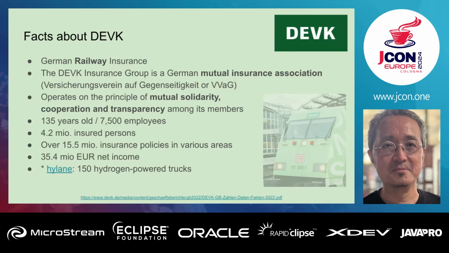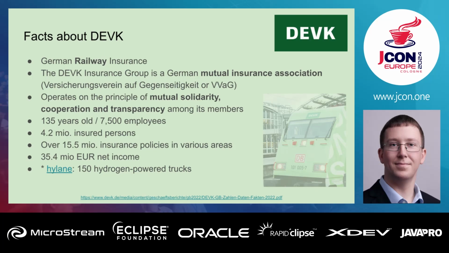So Daniel, this is first the fact about the DEVK. Maybe some of you don't know. We are actually the German railway insurance, already old, 135 years old. We have about 7,500 employees and about 4.2 million insured persons, and we also have over 15.5 million insurance policies in various assets. I think we also have about 400 IT people and about 90 to 100 Java developers.